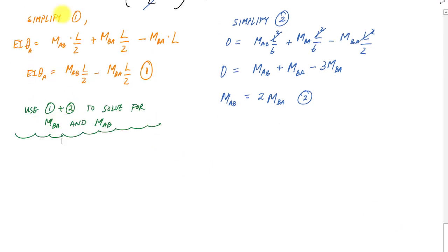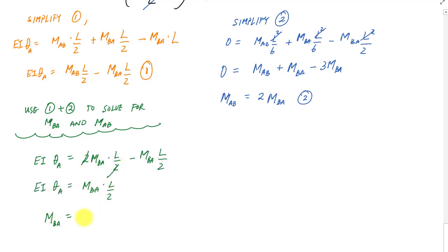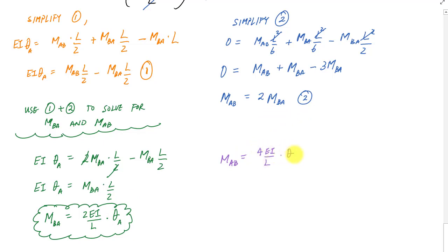So I'll substitute 2 into 1 here. This tells me MBA is equal to 2EI over L times theta A. And MAB is double that, so if I plug this back into equation 2, this will be 4EI over L times theta A. And so I have a relationship for the moment at the ends of the members with respect to theta A.